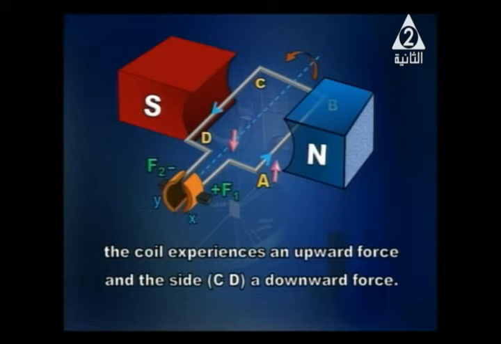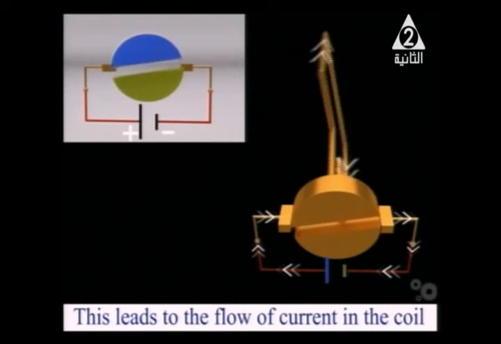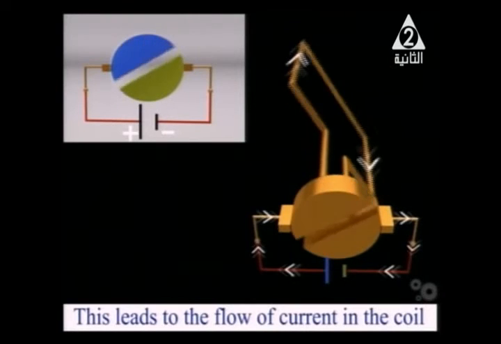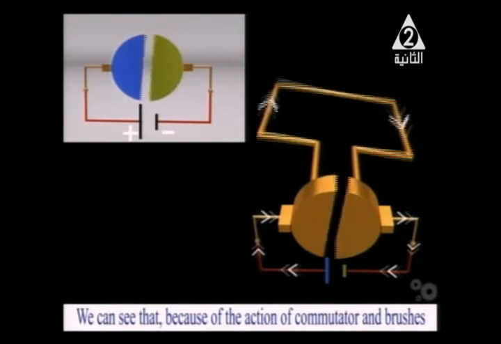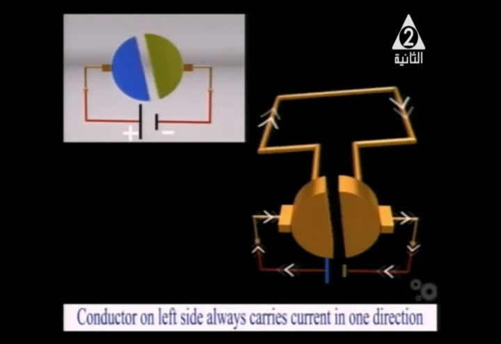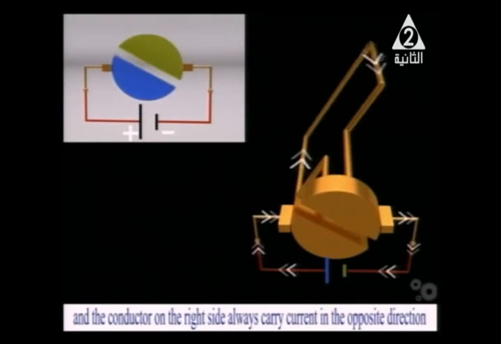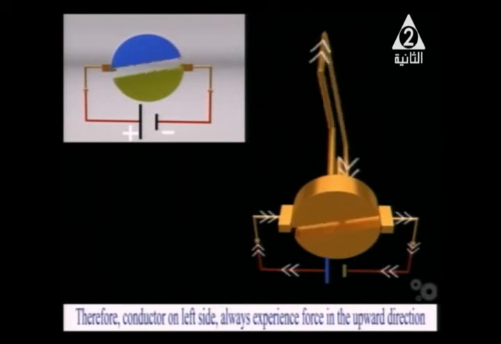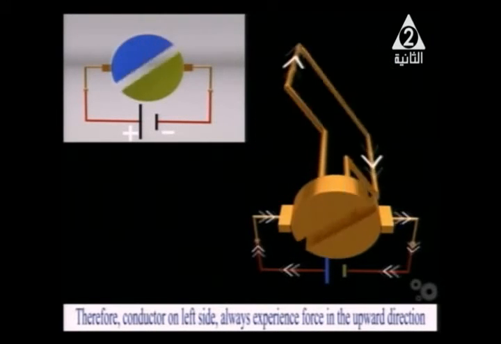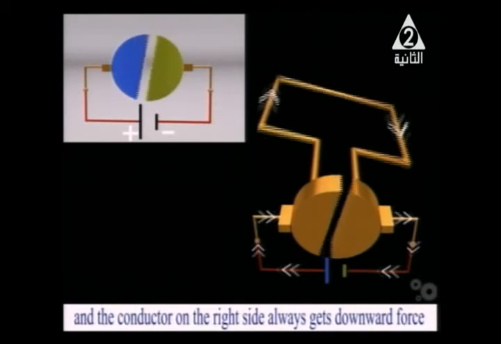These two forces form a couple. So we've got two forces equal in magnitude, opposite in direction, but parallel. These two forces form a couple which causes the coil to rotate until it reaches the vertical position. When it reaches the vertical position, it is supposed to stop. But because of its inertia, it overshoots this position.